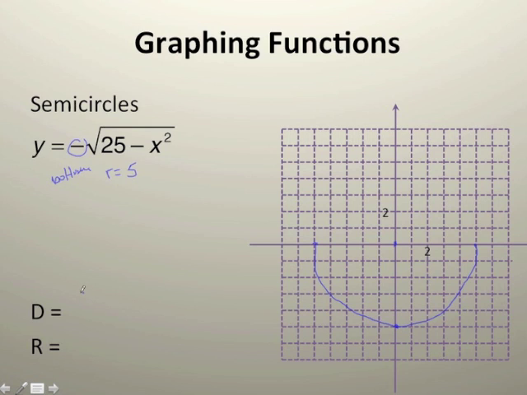And the domain here, the x values that work, go from negative 5 to 5. And the y values, the range, start at negative 5 and go to 0. Now remember, it's not this 0 we're going to, it's this one and this one that we're going to.